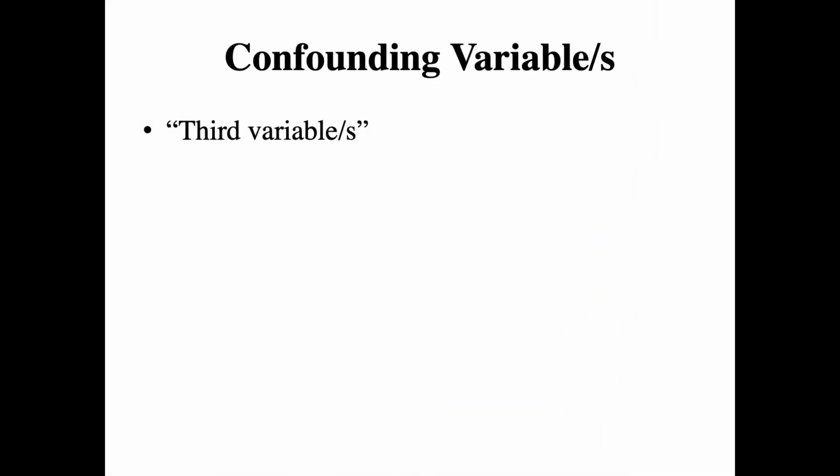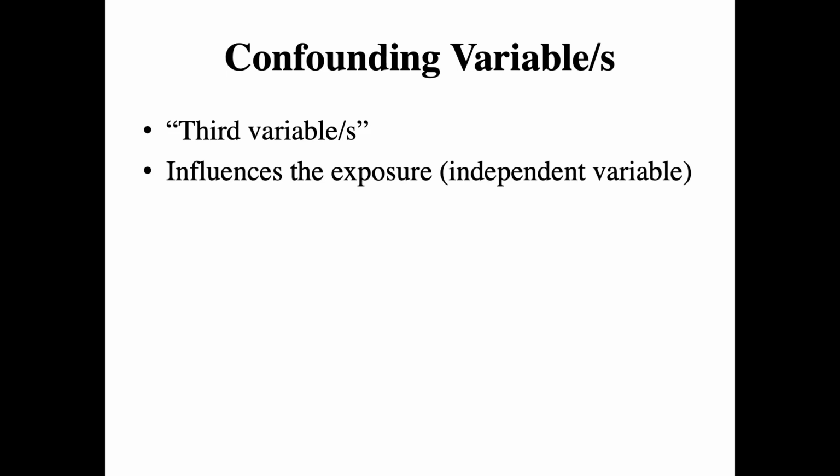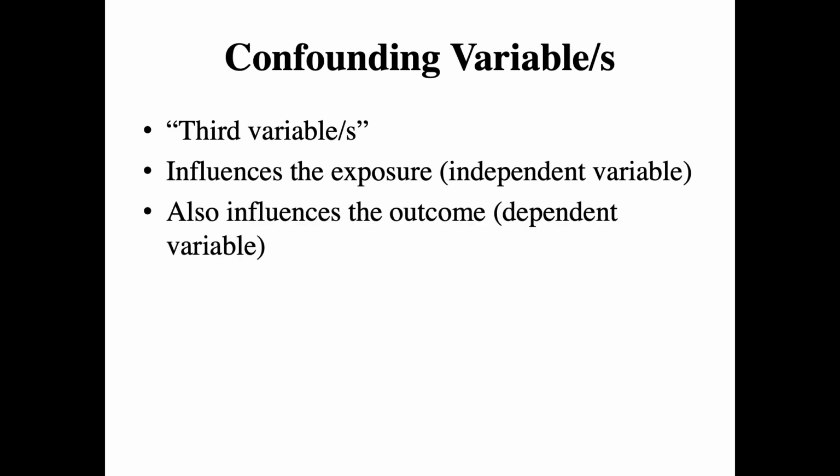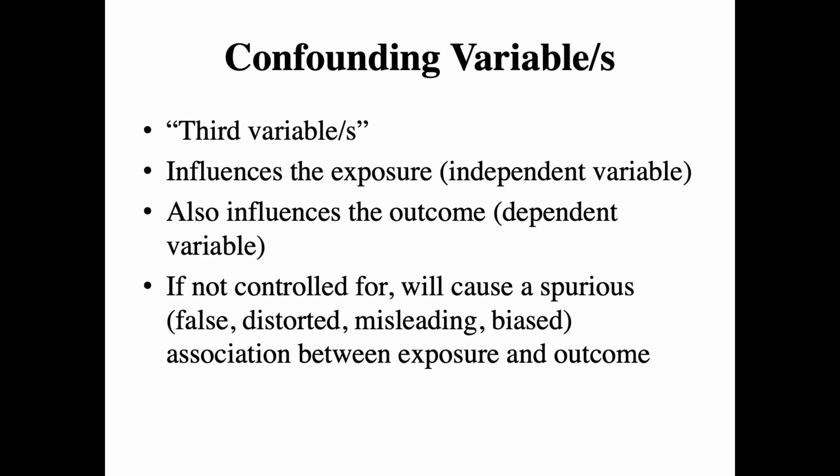Just to quickly reiterate, confounding variables are also termed third variables, or sometimes called extraneous variables. The requirements for a variable to be a confounding variable would be that, number one, it independently influences the exposure, or your independent variable. Number two, it also independently influences your outcome, which is also your dependent variable. I think I've already mentioned this quite enough in the previous slide.